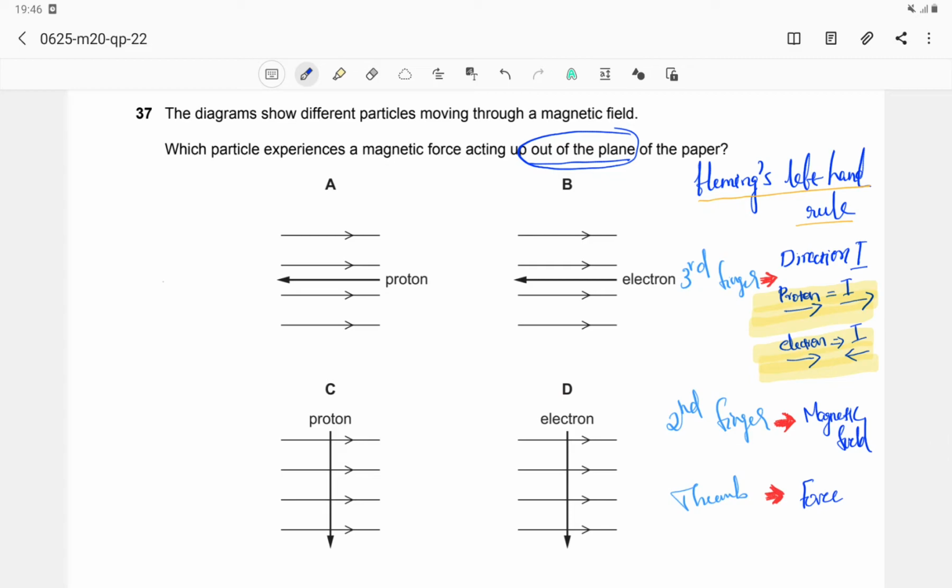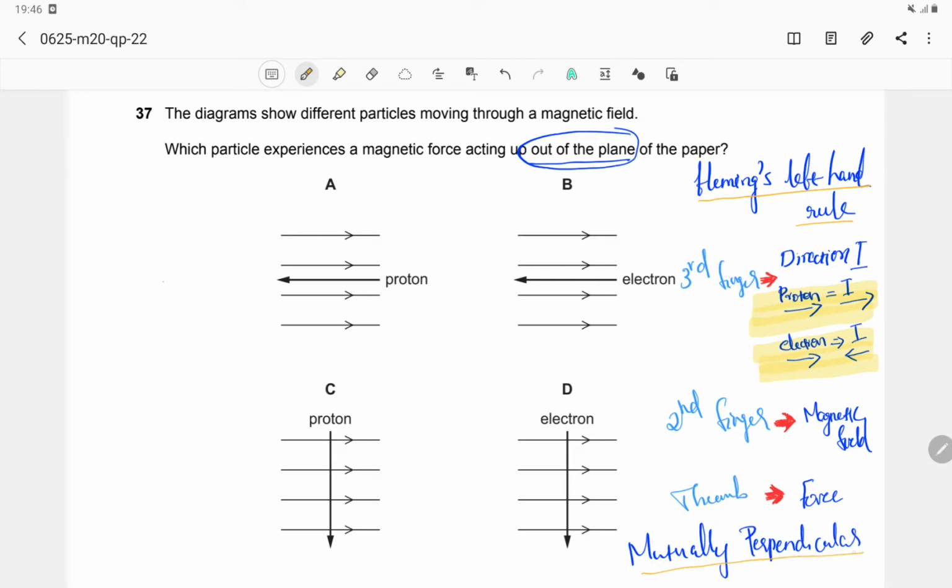But there is one important thing. All these three, the magnetic field, the force and the current direction, should all be mutually perpendicular to each other. That is very important.